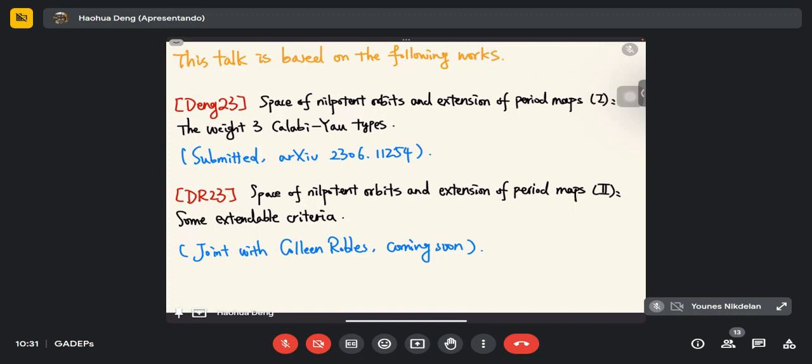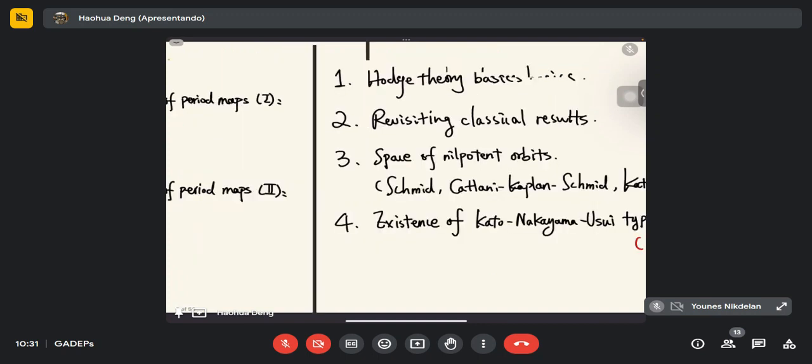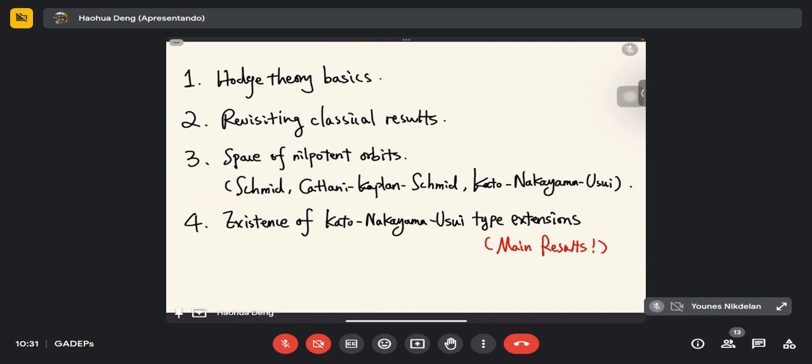This is the outline of the talk. I plan to talk about some basics in Hodge theory and also review some very classical results. After that, we'll talk about the main target of this work and also the main results we have got so far.